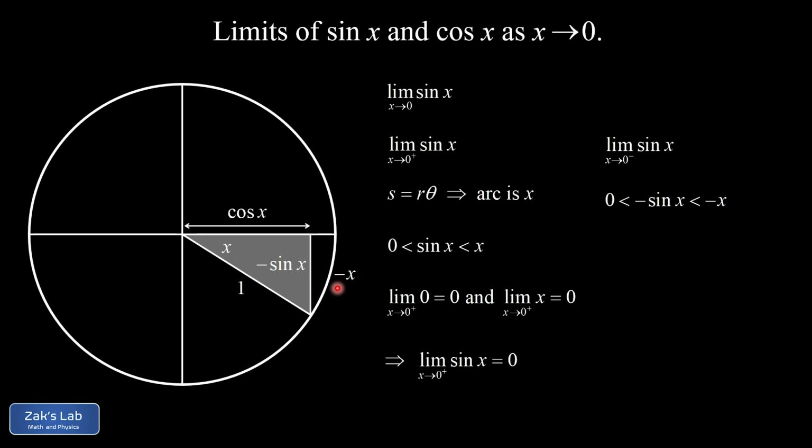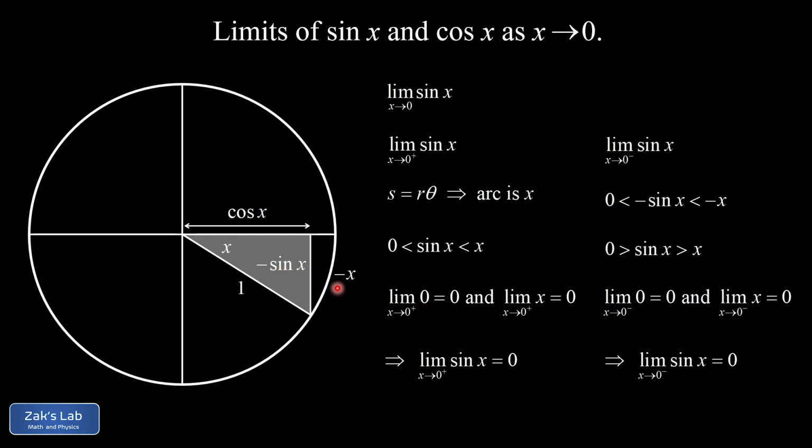So we can multiply by -1 through that entire compound inequality. And that flips the direction of the inequality signs, and we end up with 0 is greater than sine x, which in turn is greater than x. And so again, we find that sine x lies between 0 and x. And with the limits of 0 and x both going to 0, we invoke the squeeze theorem and conclude that the limit of the sine function as x goes to 0 from the left is also 0.